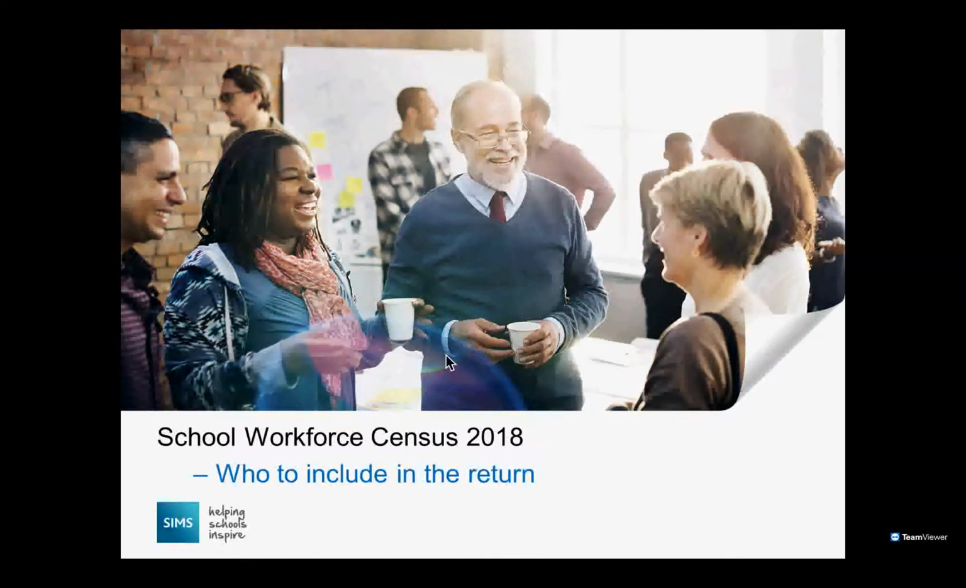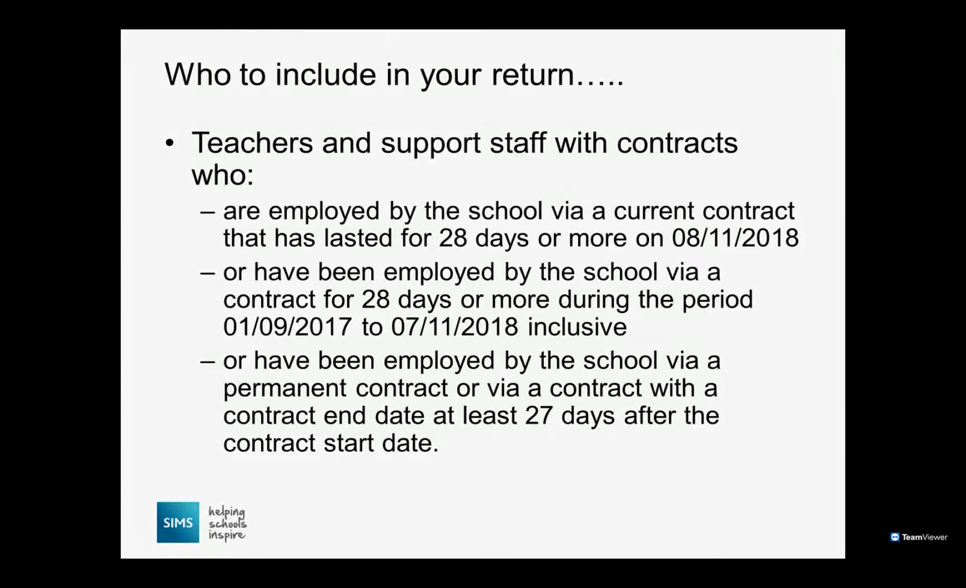Right, the most complicated part of the whole thing is who to include in the return. And it's basically anybody who's been employed in your school for a period of 28 days or more in the last academic year and up to today in this academic year. So that's from the 1st of September 2017 through to the 7th of November 2018. Anybody who's been employed for 28 days or more at any point during that year. So if they've been employed for 14 days in one part and then 14 days in another, they would qualify. You would need to include them.